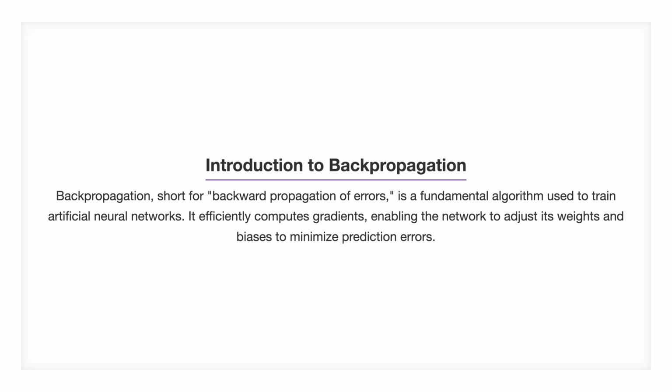Introduction to Backpropagation. Backpropagation, short for backward propagation of errors, is a fundamental algorithm used to train artificial neural networks. It efficiently computes gradients, enabling the network to adjust its weights and biases to minimize prediction errors.